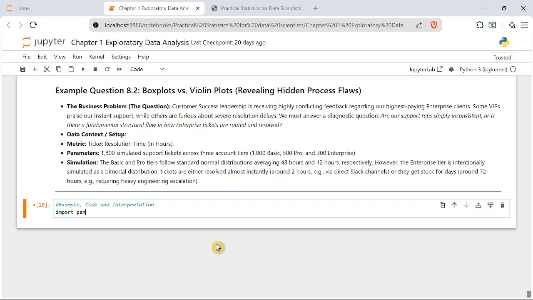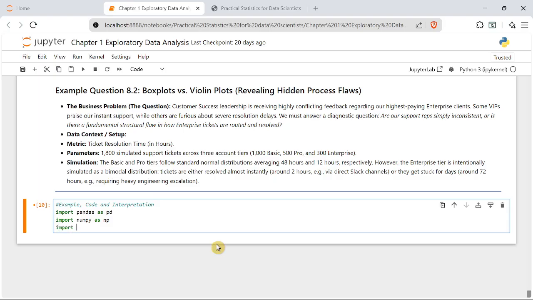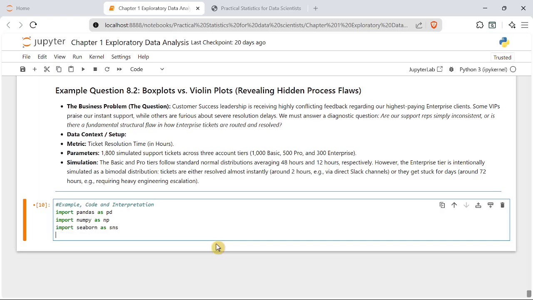Import pandas as pd, import numpy as np, import seaborn as sns, import matplotlib.pyplot as plt.